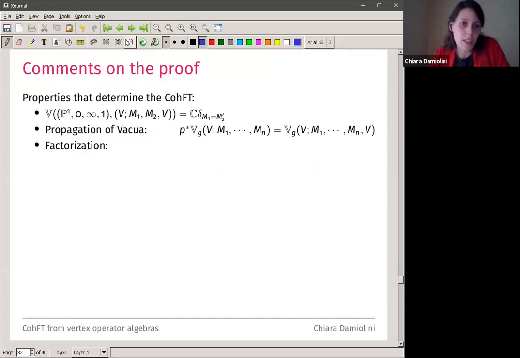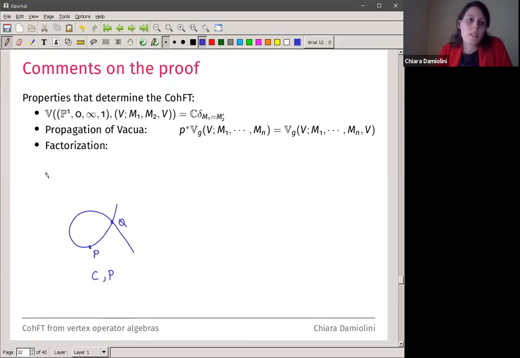But the main property is factorization, which essentially tells us how these sheaves of coinvariants naturally decompose when the curve they are attached to is nodal. So let me do a drawing. I start with a curve, and for simplicity, it has only one node, and it's marked by only one point P. I can construct the space of coinvariants where I fix just one representation M at P.